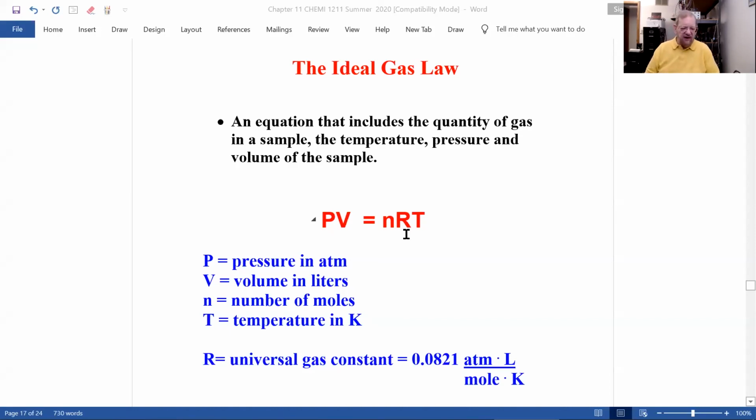P is pressure, but it's always in atmospheres. V is volume, and it's always in liters for the way I teach it. N is the number of moles. T is the temperature, and for this, it has to be in Kelvin.